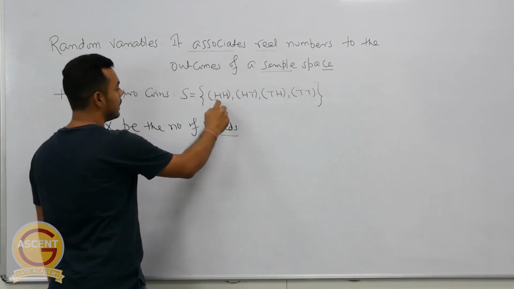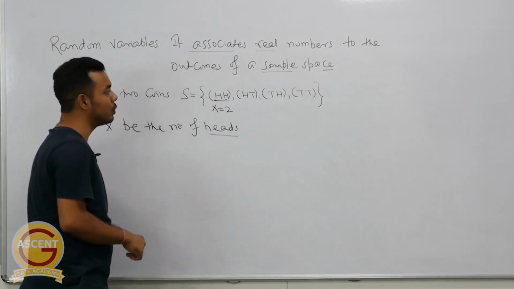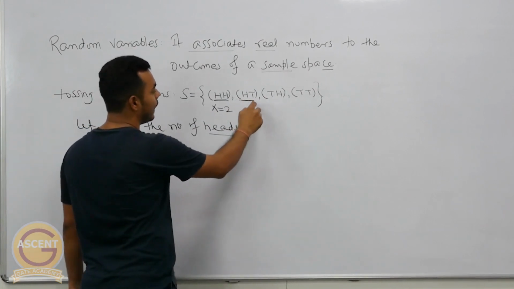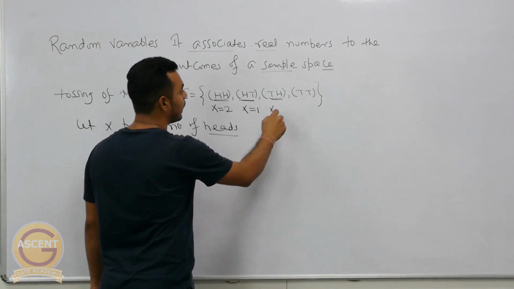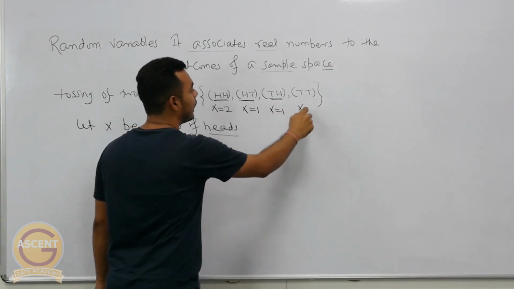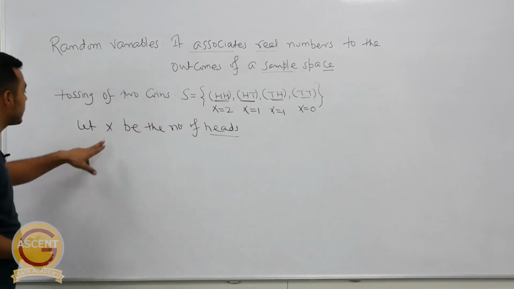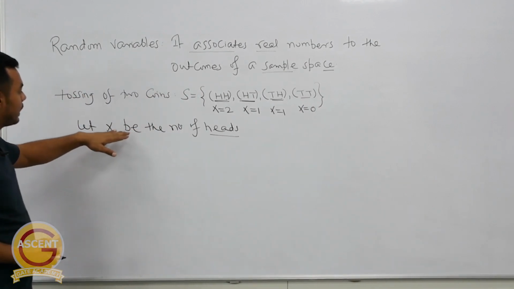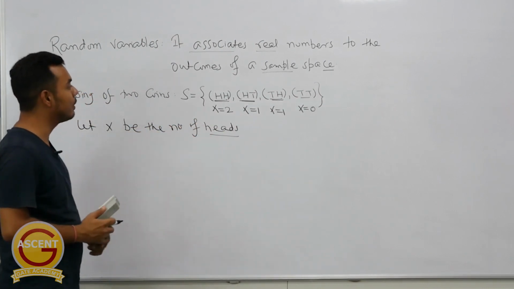If the outcome is two heads, then for this particular outcome the value of x will be 2. If the outcome is head tail, then the value of x is 1. Similarly for tail head, again the value of x is 1. And if the outcome is two tails, then the value of x will be 0. So this x is nothing but a random variable. X, which is representing the number of heads in this example, is the random variable.